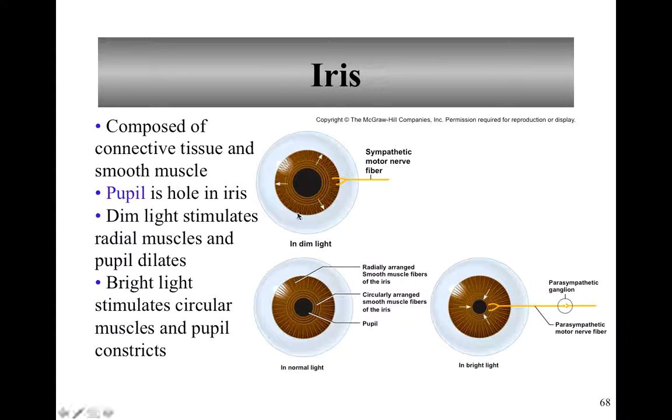Iris, connective tissue, and smooth muscle. The pupil is the hole in the iris. When we have low light, our eye wants to take in more light because that's how it's seeing things. So this pupil will get bigger. In bright light, the pupil will get smaller.